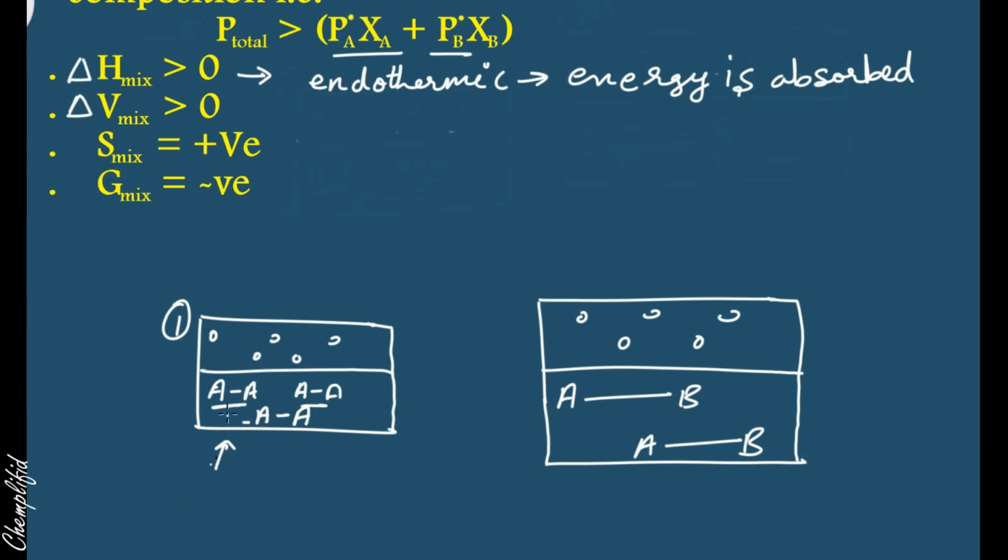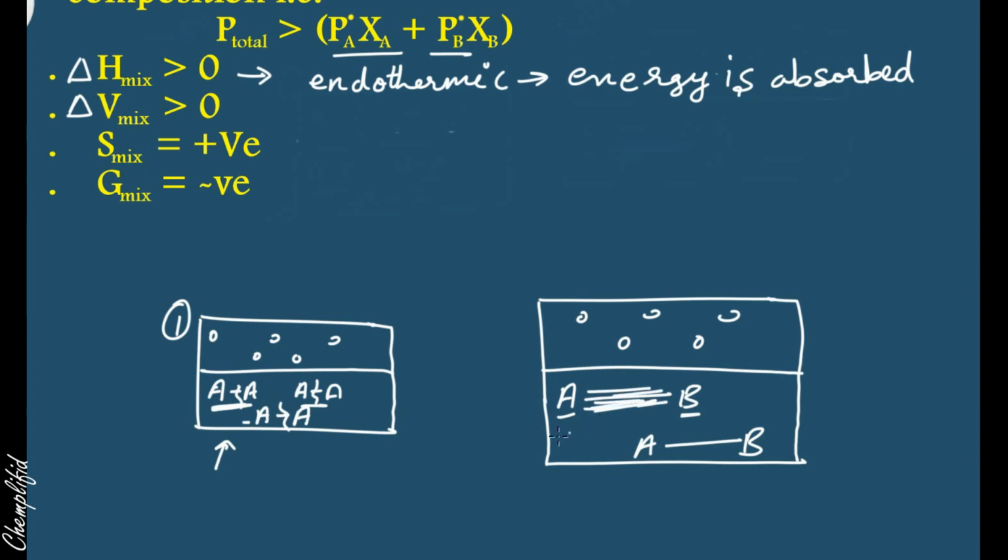Now, since the force of attraction is higher, and when you mix them in the solution, the interaction of A and B is less, which means you have to break the bond. You have to break the bond between AA so that a new bond can be formed between A and B.